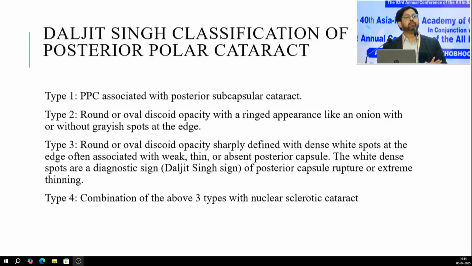Do document if you see a posterior polar cataract. Then again, the planning changes, the surgical method changes. Some things are to be avoided. Some things are contraindicated, and your planning changes. You need to have a 3-piece IOL as a backup. You need to have an anterior vitrectomy setup and all.